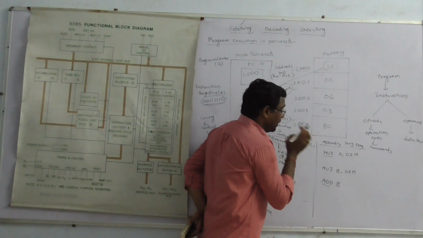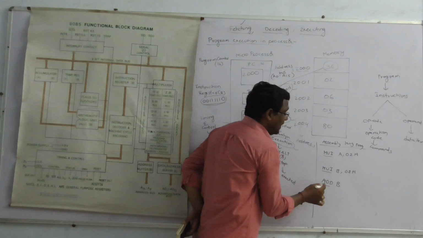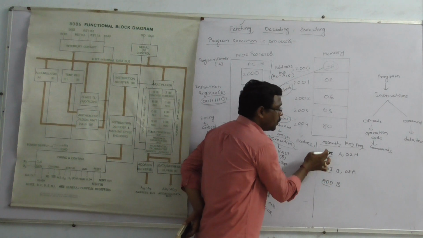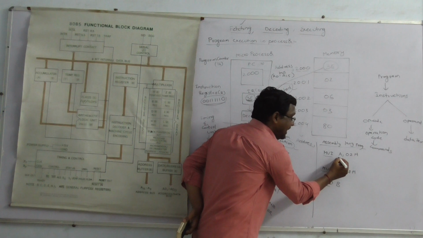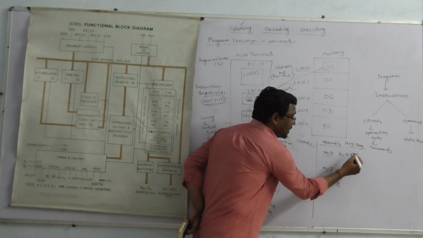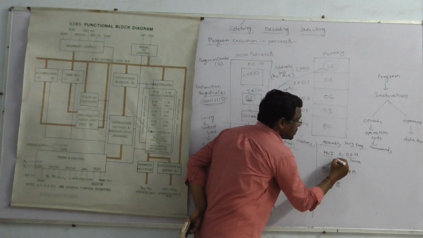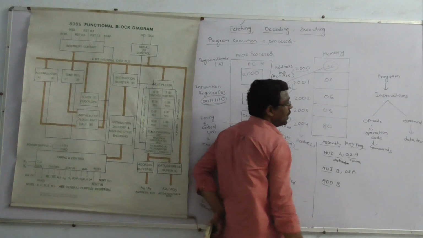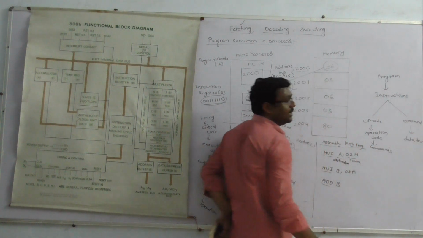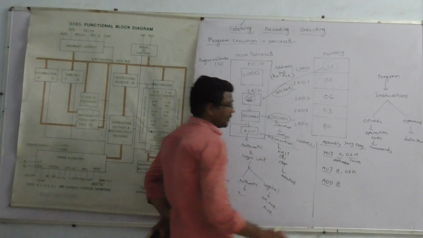Those are MVI, where MVI means move immediate, and ADD. Those are the opcodes. Before the comma is the destination. After the comma is the source. Operand means data item. The operand can be represented by the data item.